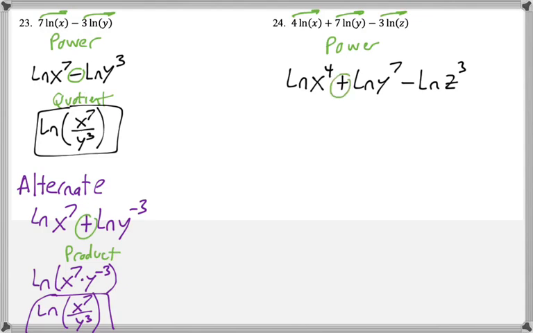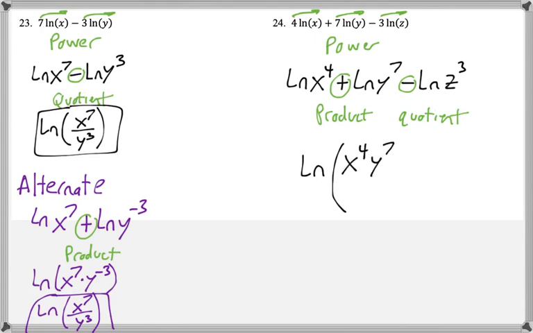And then this plus sign tells me to use the product rule, and this minus sign tells me to use the quotient rule. So combining them into one logarithm, it's ln of x to the 4th times y to the 7th over z to the 3.